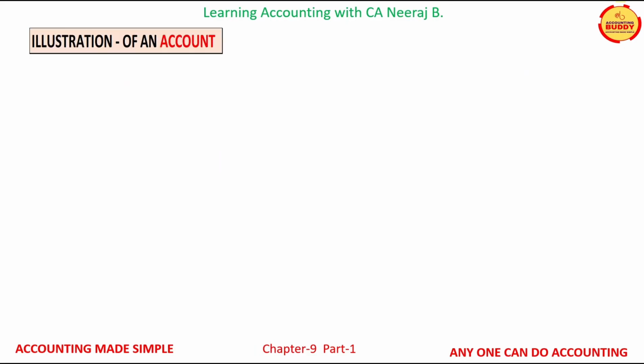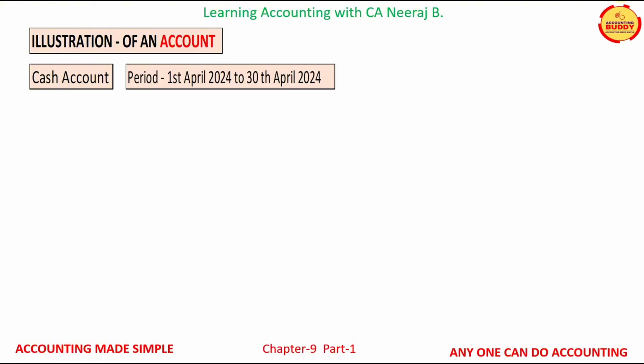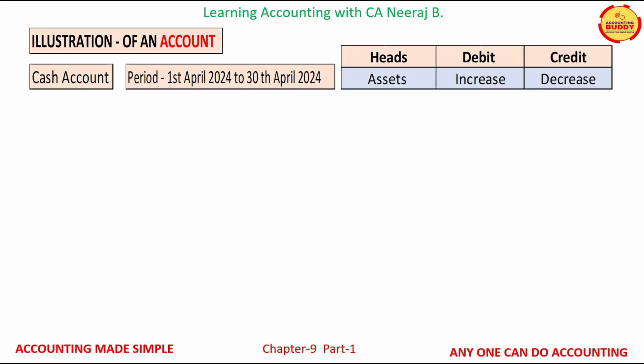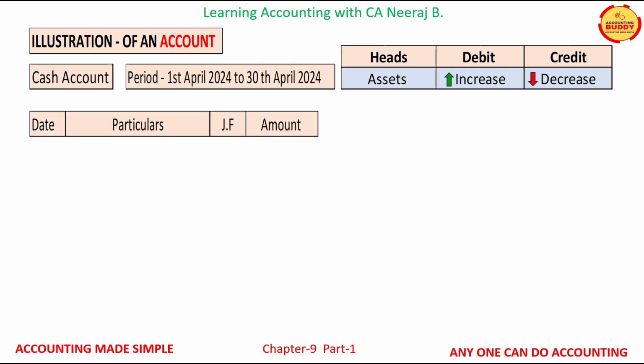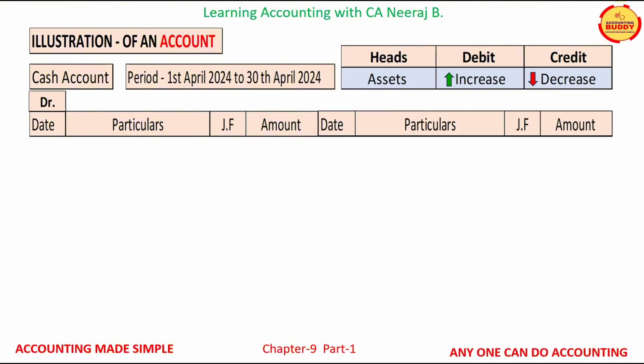Let us understand the concept of balancing of an account with an illustration of a cash account for the period 1st April 24 to 30th April 24. Cash being an asset account will be debited when increase and will be credited when decrease. The left hand side of an account is debit side and is denoted by the letter DR, and the right hand side of the account is credit side and is denoted by the letter CR.